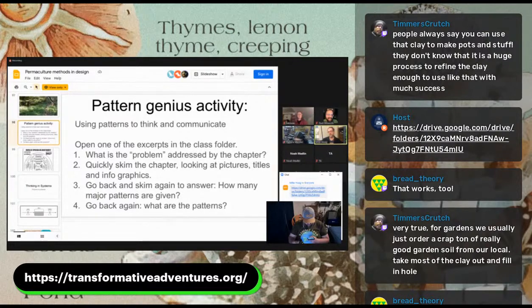So first, open up one of the excerpts from the folder. The first thing I want you to do is make a determination. What is the problem? What is the thing addressed by the chapter? So, for example, if you were looking at a chapter, I'll actually do one in a second for you if you like. I'll do one on the Alternative Global Nations chapter. I'll do this in a second.